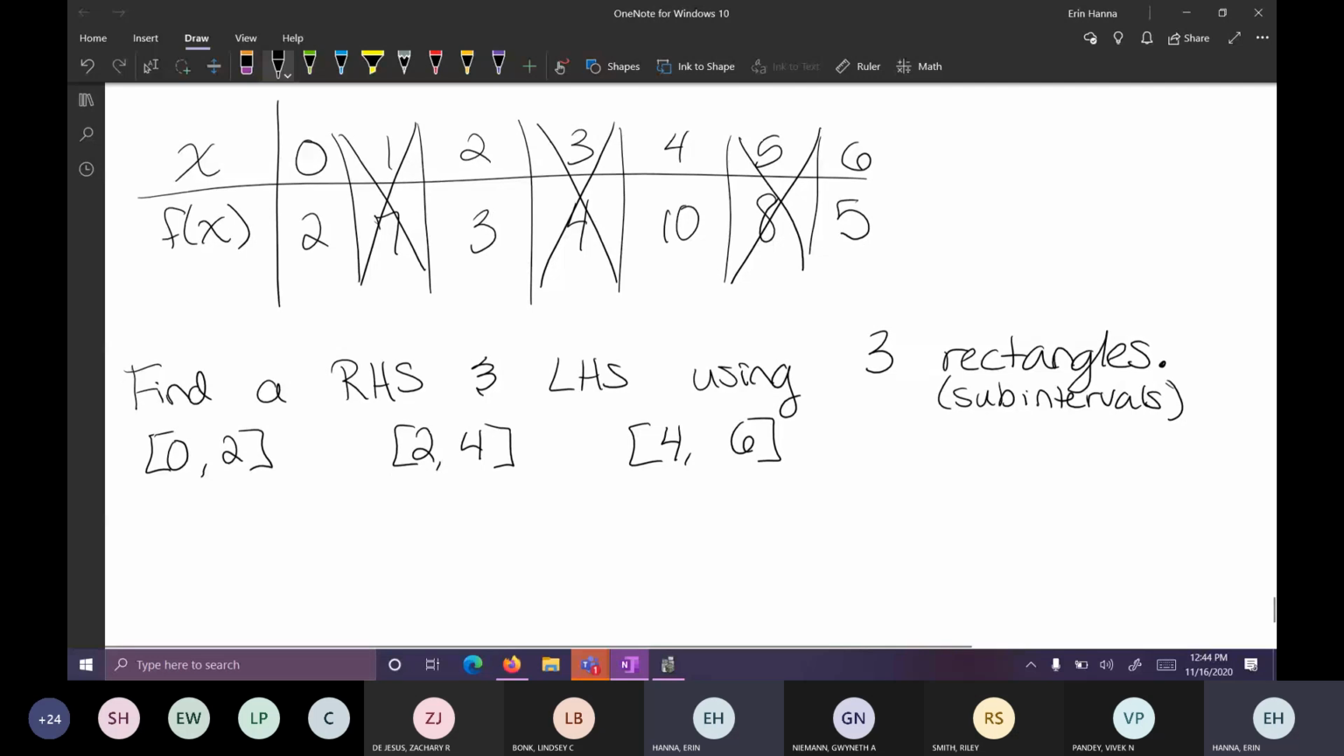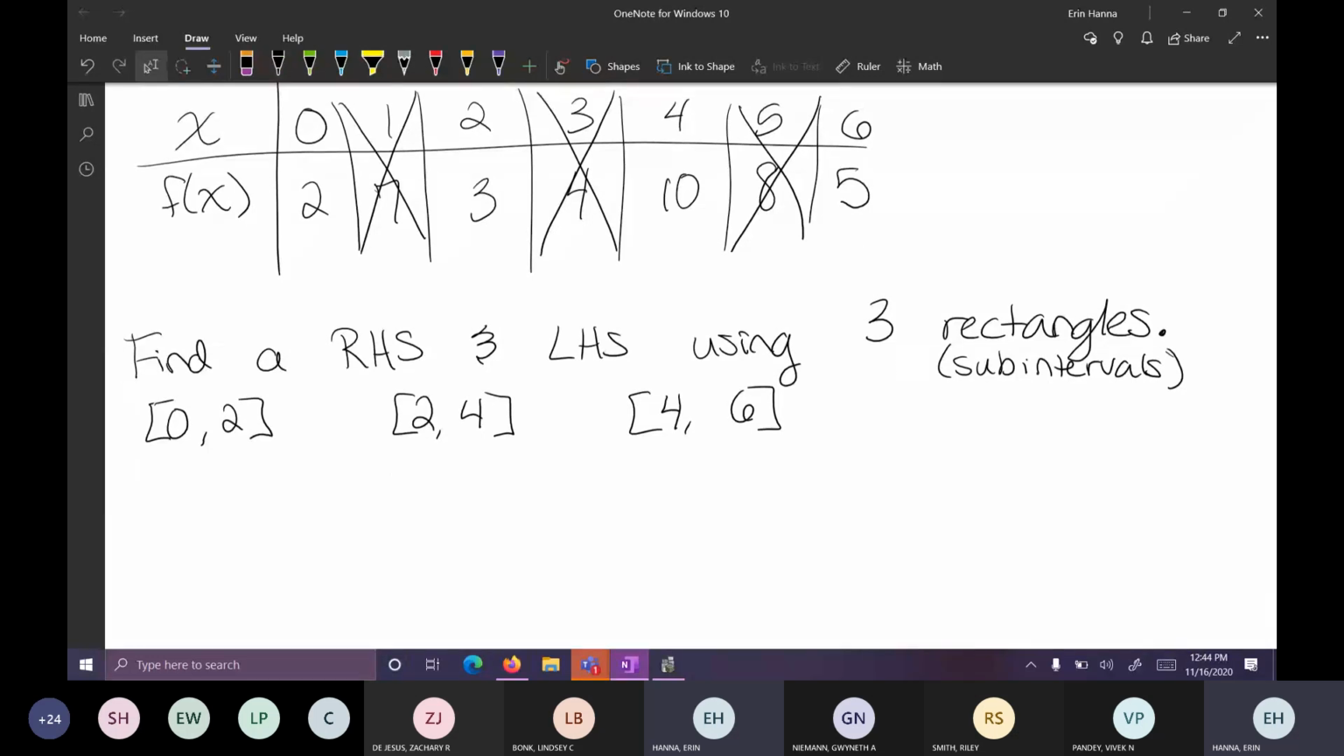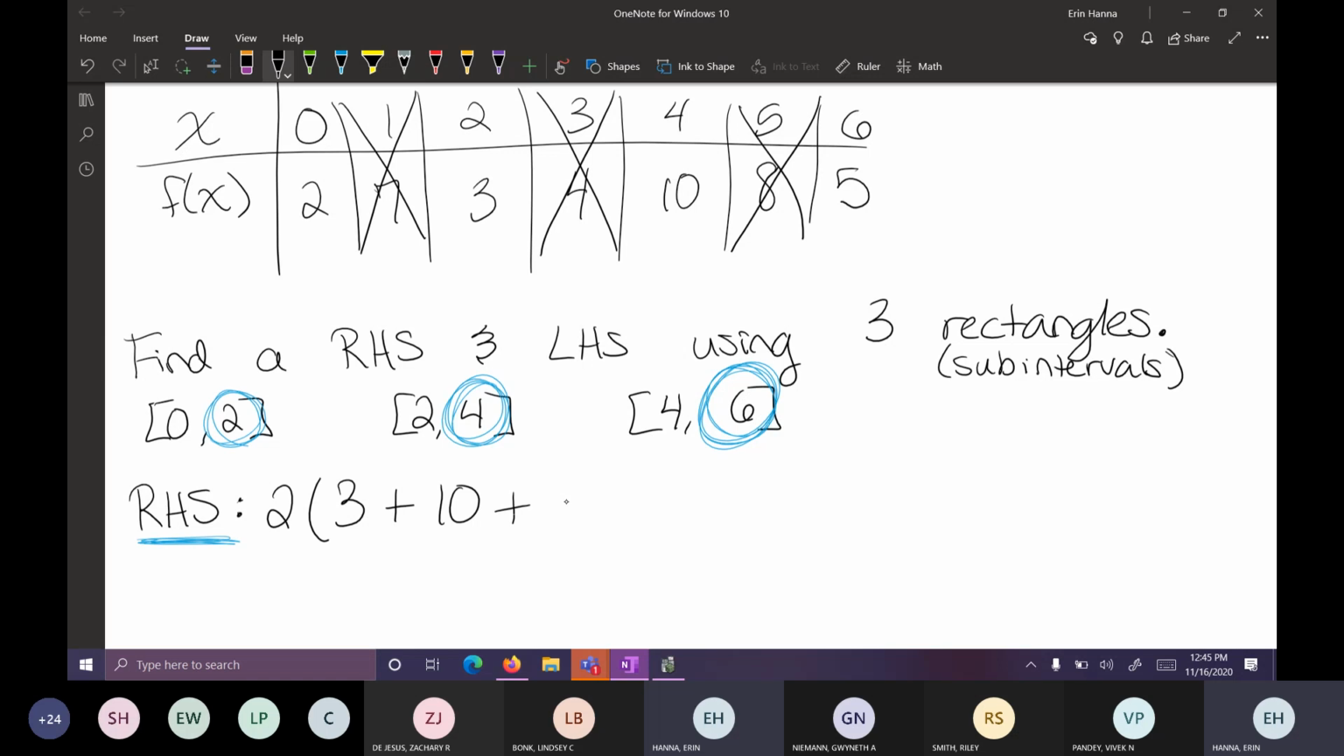Now if we want to find the right hand and the left hand sum, remember, we're essentially having a width and then a bunch of lengths. Let me do my right hand side first. The width of the subintervals I'm working over is 2, because it's the distance between these numbers. Now I need to find all my heights, all my lengths, whatever you prefer to call them. Since this is a right-hand sum, we use the y values at the right-hand endpoints: our y value at 2, which was 3, our y value at 4, which was 10, and our y value at 6, which was 5. So 3 plus 10 plus 5 times 2 is 36.